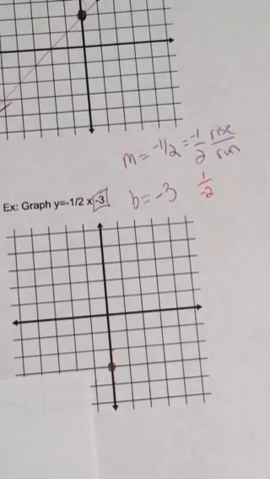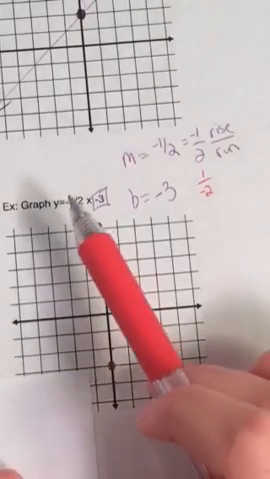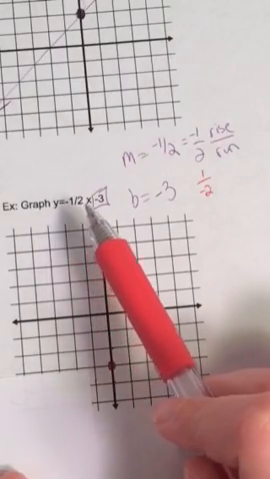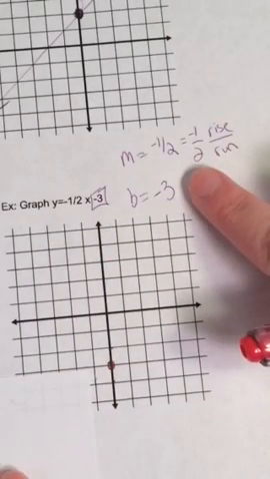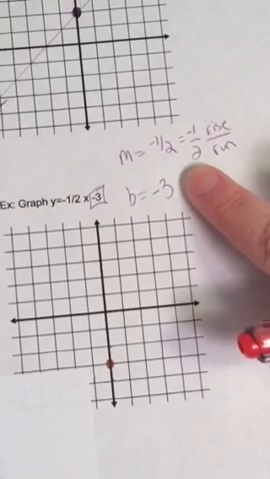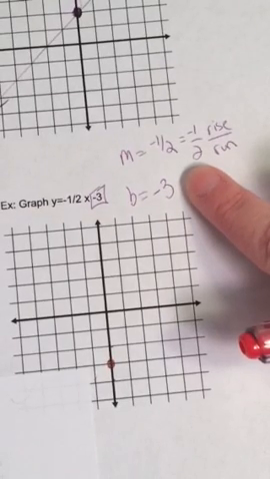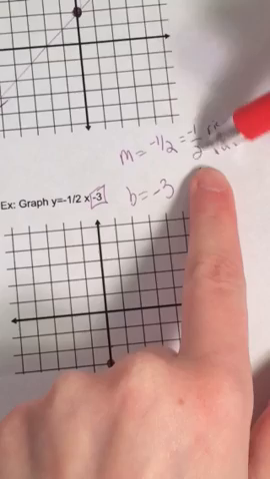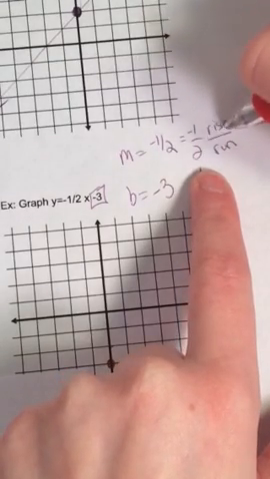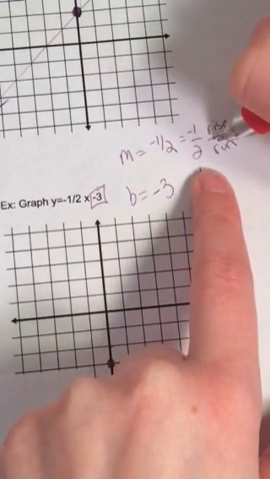I made a little error on this one, so forgive me. So I'm looking at this new equation, y equals -1/2 x minus 3. My slope is always the number in front of x, which is -1/2. And I wanted to write this top to bottom more. So I'm rising -1 and I'm running 2.